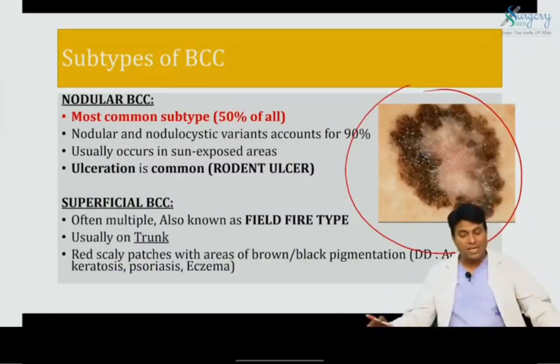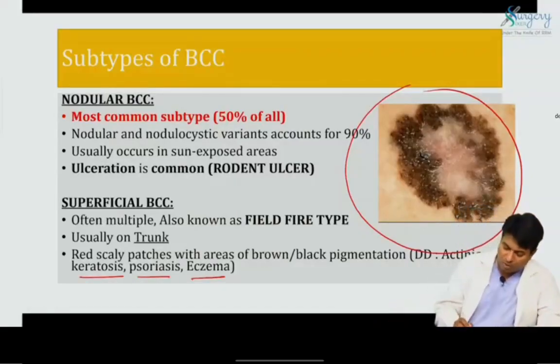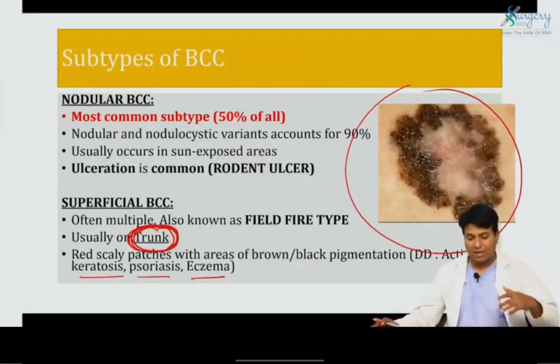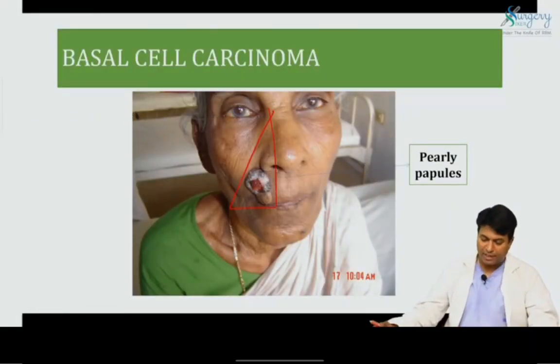The differential diagnoses are psoriasis, eczema, and keratosis. All these will have this field fire type of appearance. So you have to take a biopsy and confirm it. The superficial type is usually common on the trunk. The nodular type of basal cell cancer is common on the face. So see this patient, nodular type, one of my patients with a typical lesion in the tear flow area. You can see the tear flow area.